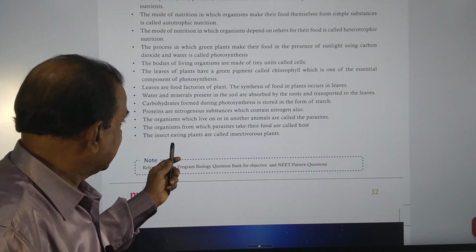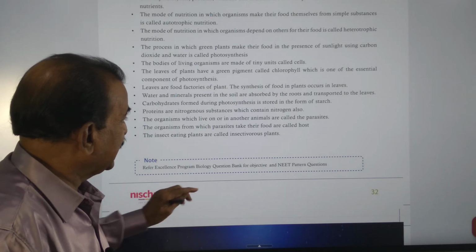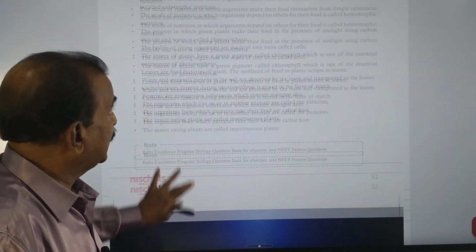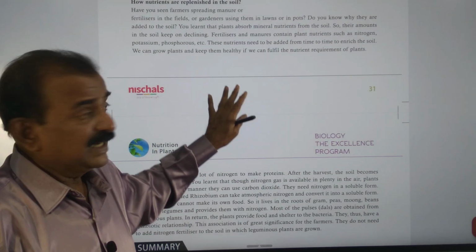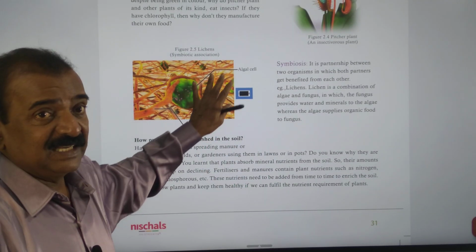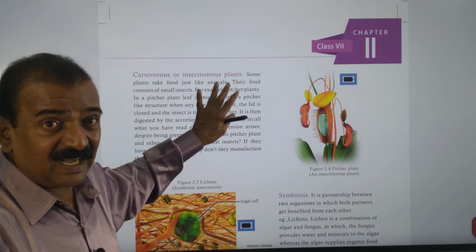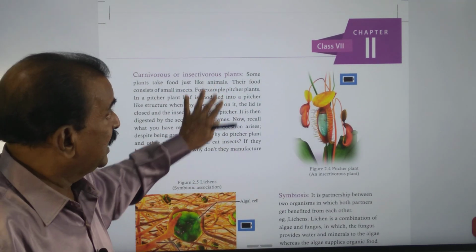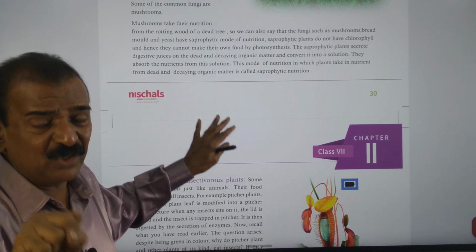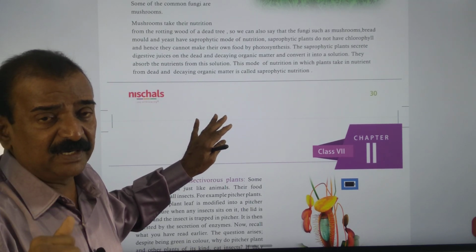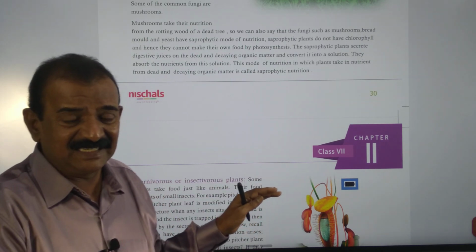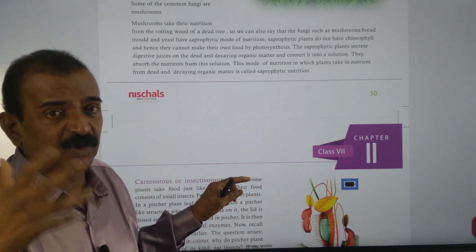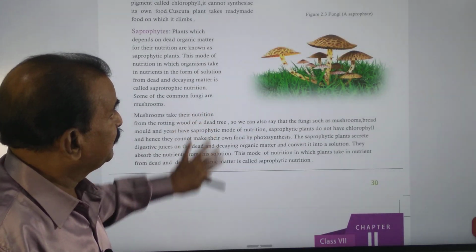The insect-eating plants are called insectivorous plants, I told you. Some of the plants trap the insects, kill them, and digest the insect in their pitcher, and they get nitrogen from the dead bodies of the insects. In this way, that nitrogen is converted to nitrates, and those nitrates are useful for the growth of the pitcher plant or Nepenthes.